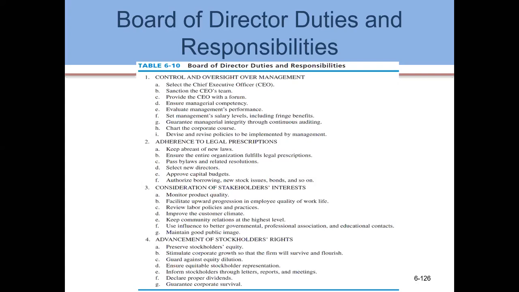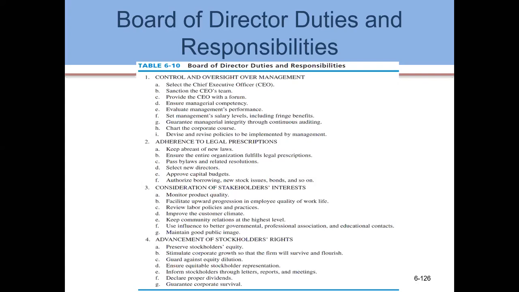maintain good public image. I would strongly recommend that you visit the website of the Securities and Exchange Commission of Pakistan, and there you can find the manual of corporate governance. In that manual, you can see what policies and procedures are prevalent in Pakistan and how SECP is making sure that all corporations follow those governance laws.